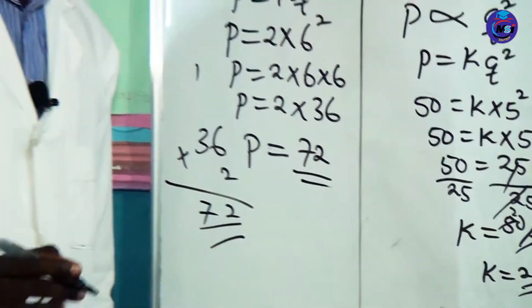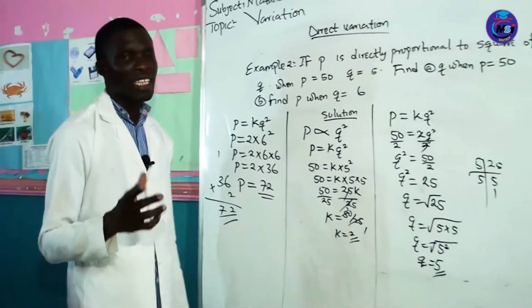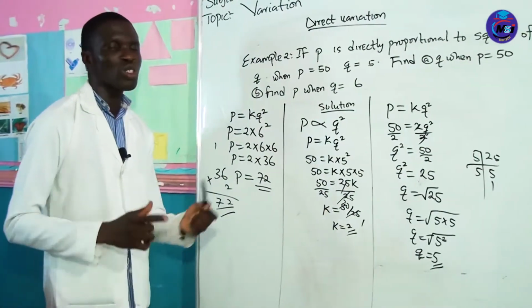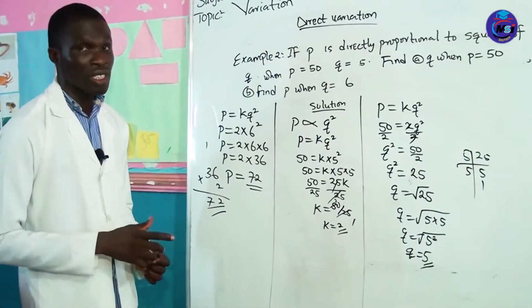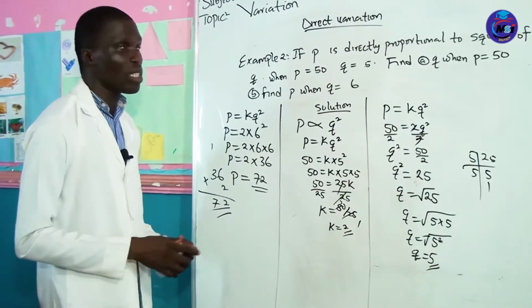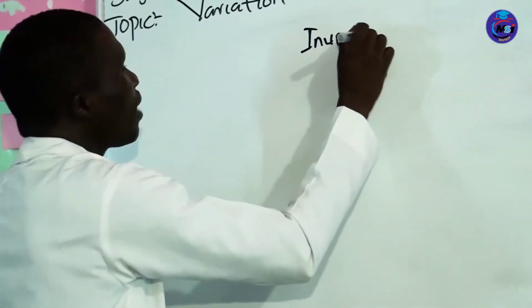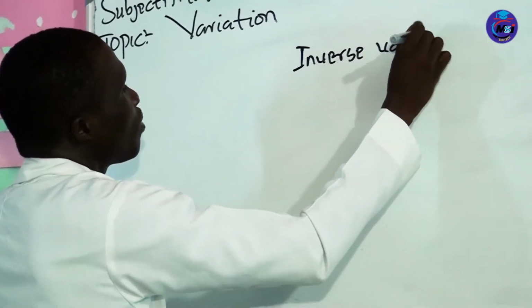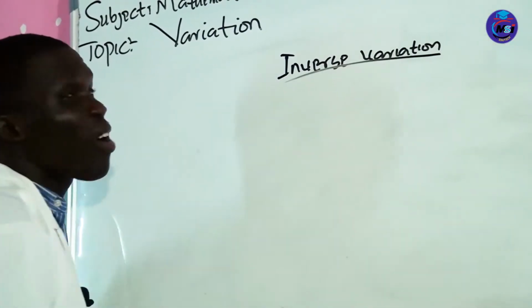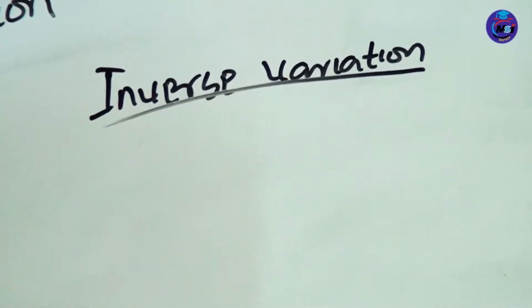I believe you get this very well. And in case you don't understand, watch all over again. You will see that it's very simple. So let's go to the next one, which is inverse variation. Some people call it indirect variation, what have you.